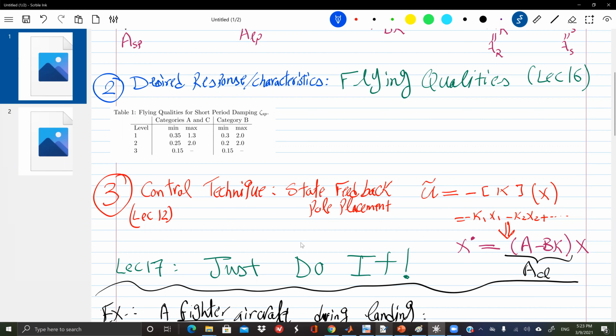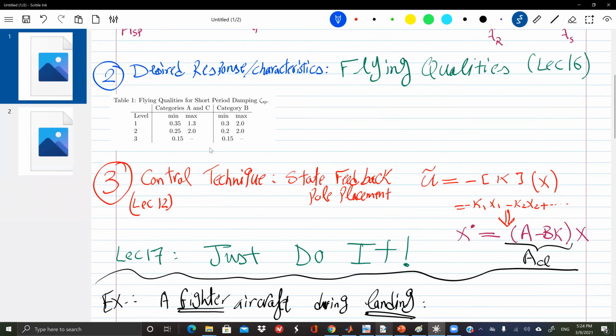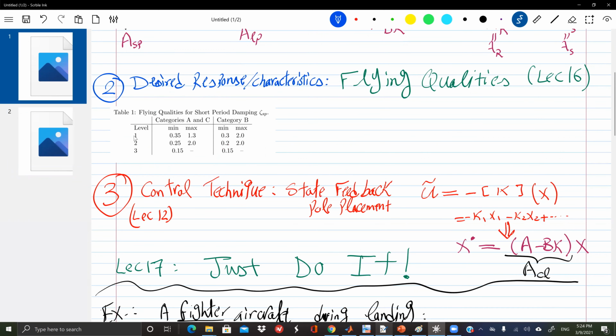Okay, so simply by doing this calculation, I got here 0.34. This is not clear. 0.34 for zeta of the short period. I go to the table to determine, will this fly good or bad? Simply 0.34 doesn't belong to level 1. Does it belong to level 2? Yes, it belongs to level 2.